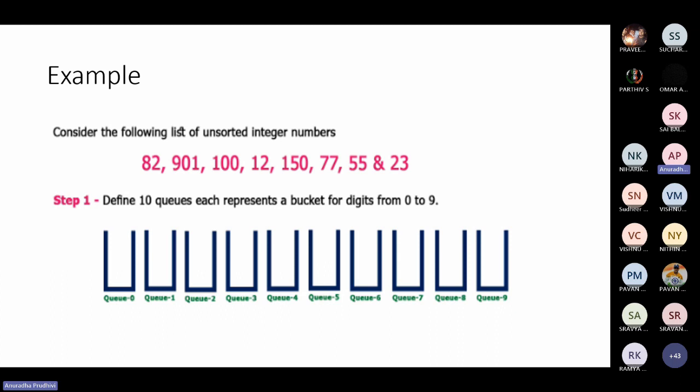Note down the least significant digits and sort them: 2, 1, next 0, next 2, next 0. So we are noting the least significant digits of the numbers. Next one, 7.